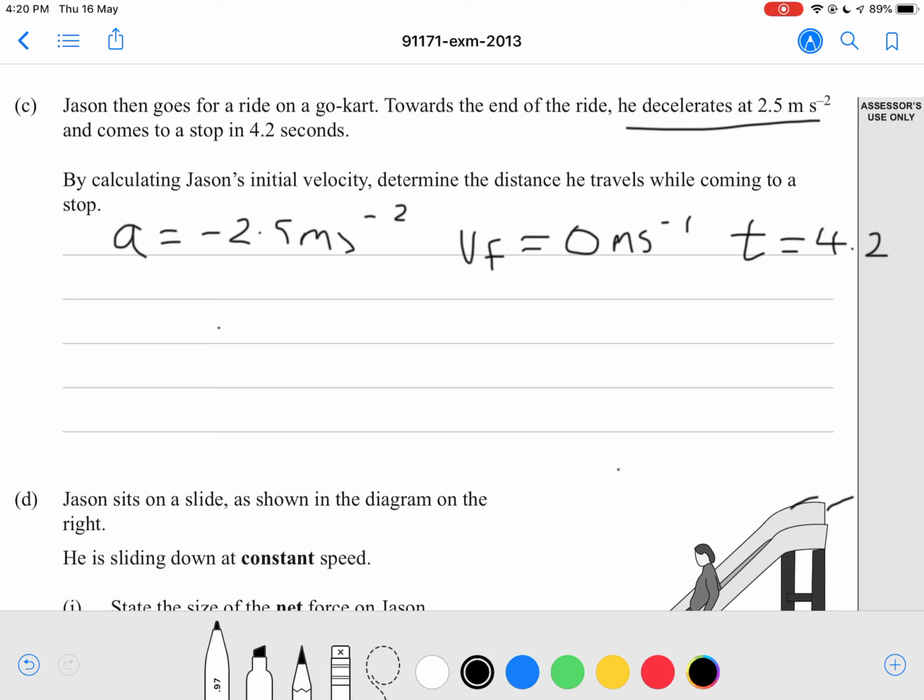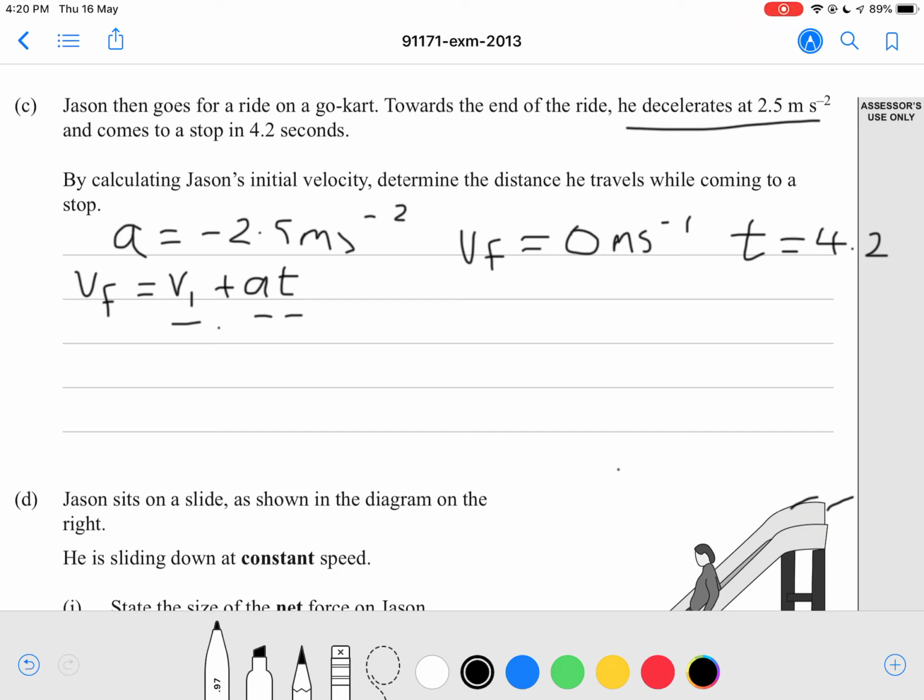The easiest formula to use in this situation is VF equals VI plus AT. This is because we know the final velocity, we're trying to find the initial velocity, we know the acceleration and we know the time. Therefore this equation is useful to us, and we can use it for our calculations.